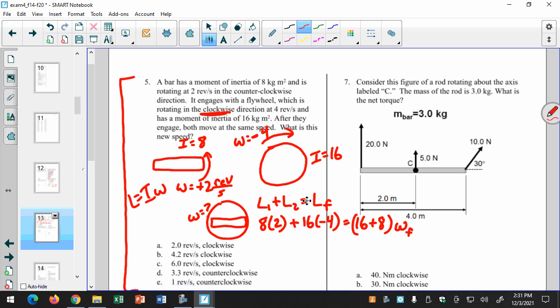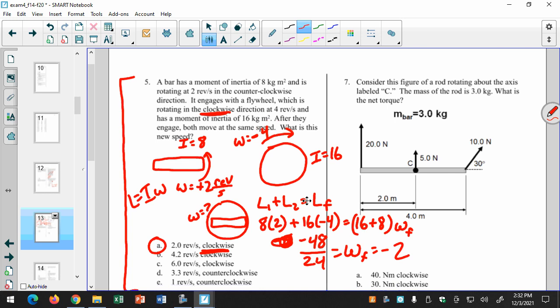So I have 16 minus 64. What's that? Is that 58? All right. Yeah, 16 minus 64. 48, right? Hang on, -48. Divided by 24 is equal to omega final. So it's -2. That would be 2 revolutions per second, and look, clockwise.